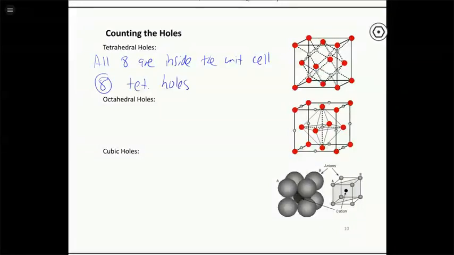If we go to the octahedral holes, we saw that in the octahedral holes we have 1 on each edge, and there are 12 edges. And remember, when we count edges, what do those count as? 1/2, 1/4, 1/8, what is it?